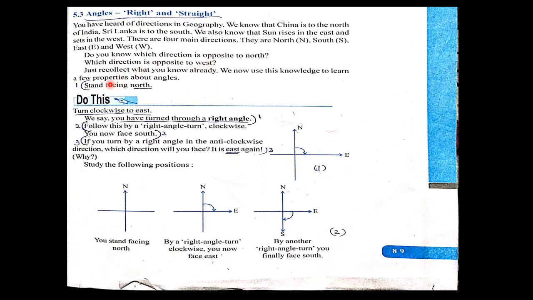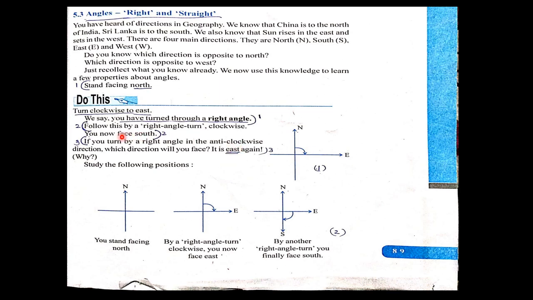Now what you have to do? You stand facing north and turn clockwise to east. Then you have turned through a right angle. Okay children? Here I have marked as first point, that one. So to stand facing north, then turn to east. Then you have turned a right angle, that is 90 degree. Okay, this curve is 90 degree.